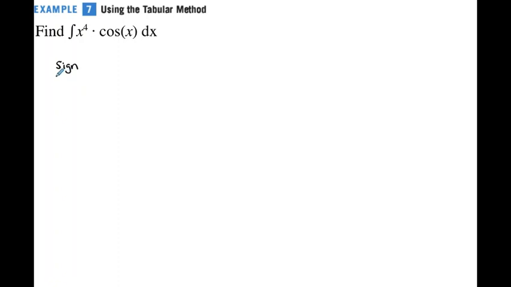The first column will handle the sign of the expression. We always start with a positive, and then we alternate to negative, positive, negative each term. And then the next column is going to be the u column. And we see from this example that our u is x to the fourth. We determine that using the LIPET algorithm. And then our dv is going to be cosine of x.